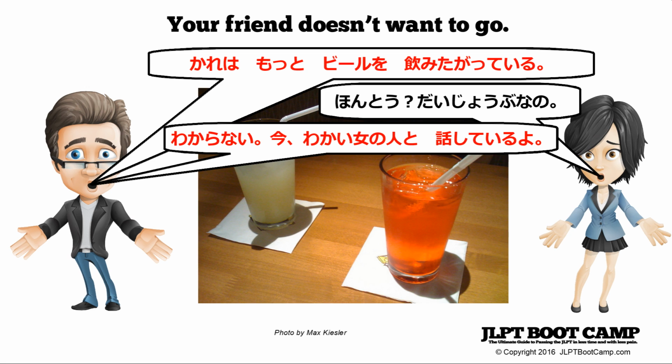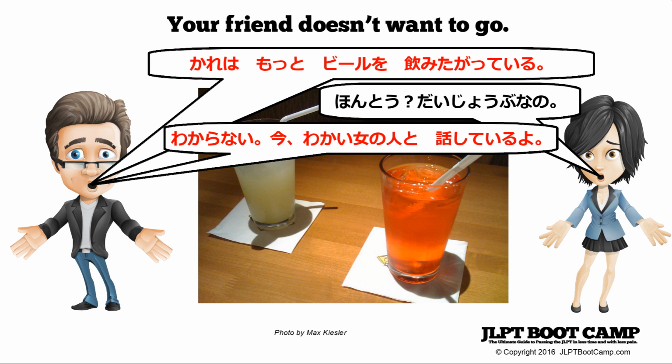And you respond, wakaranai, I don't understand, I don't know. Ima is now. Wakai is young. Onna no hito is woman. To is with. And hanashiteru is speaking. So he's speaking with a young woman now. I don't know. Maybe he wants to keep drinking, is what you're trying to say.